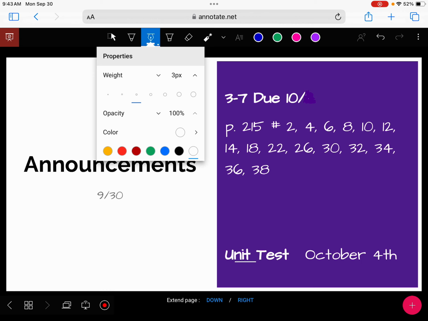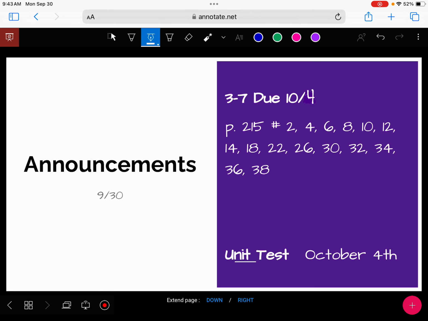I'll post the answer key of it before then, but I'm just going to say not due till Friday because that's the next time I'll see you after we finish the 3.7.